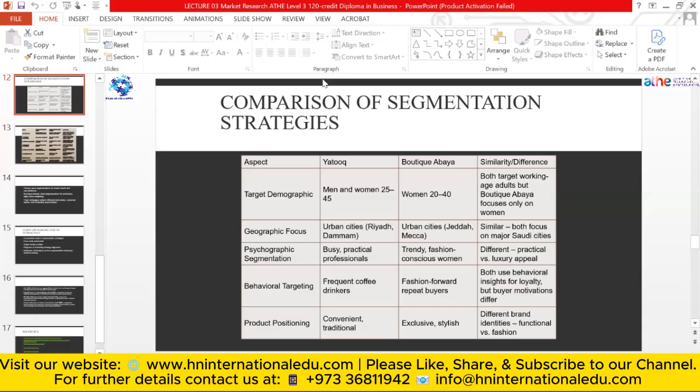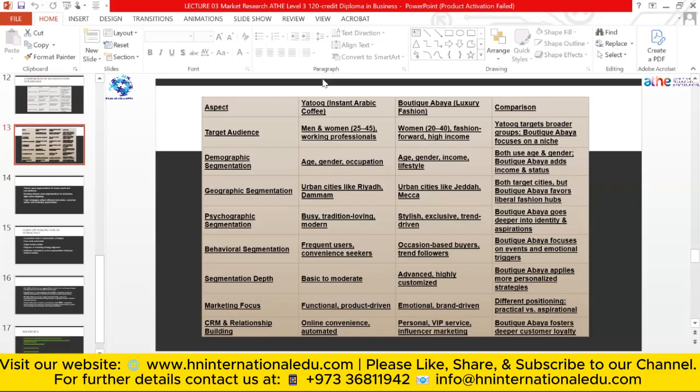And the boutique abaya has the difference of being exclusive and stylish, that is up to date. They won't be producing in bulk numbers; it will be in limited quantity, just for the audience who know that they're going to buy it. Then different brand identities, functional versus fashion. Obviously, Yatuk is for Arabic coffee, traditional and modern, both they're working for under this main brand. But the abayas, they are working only on the latest styles.